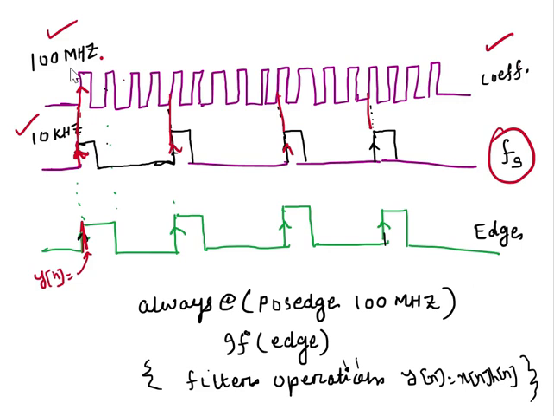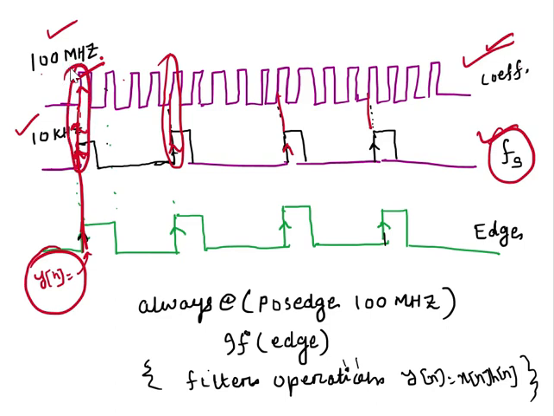So with respect to this edge, we have to do all the filter operation. With respect to this edge, we have to do all the filter operation. Why? Because at this edge we are reading the coefficient from the memory. At the edge of this one, again we are reading, in the sense sampling, our input signal. So if we do the filter operation with respect to this edge, then we are not going to lose the data and we are going to get the correct output.